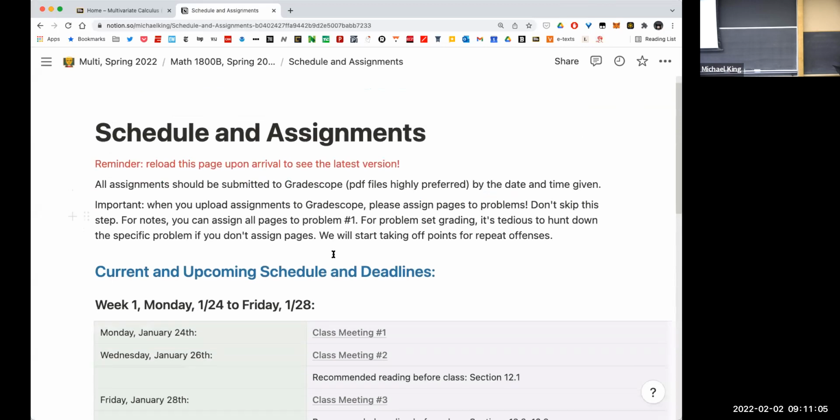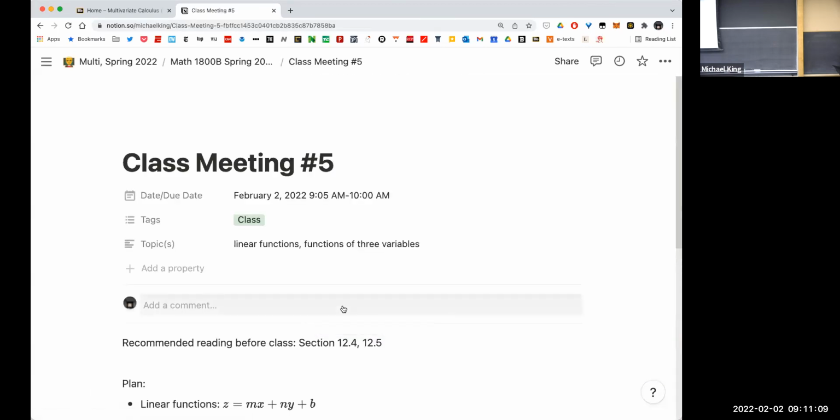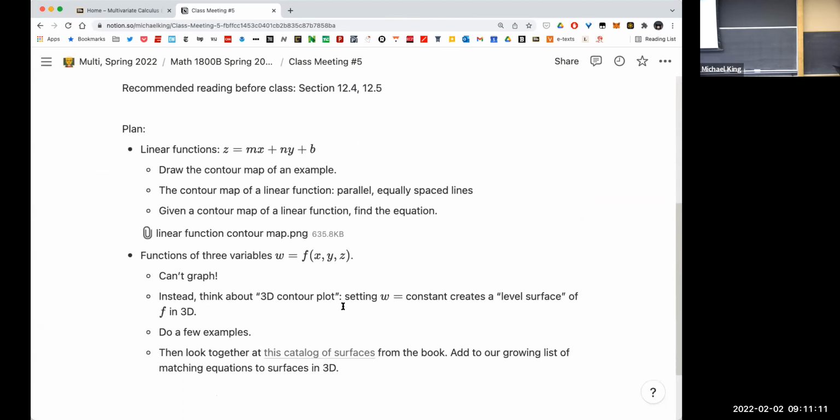Right, so today, this is the plan for today. Talk about linear functions a little bit. We're not going to spend too much time on this, and then functions of 3 variables. Let me stop the share, and leave it on screen if you want.